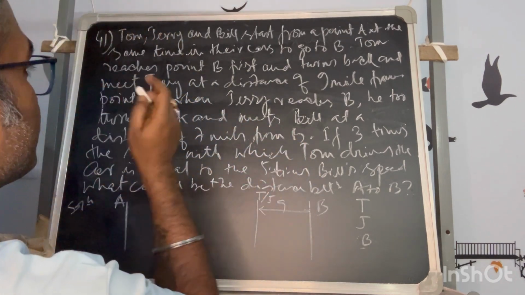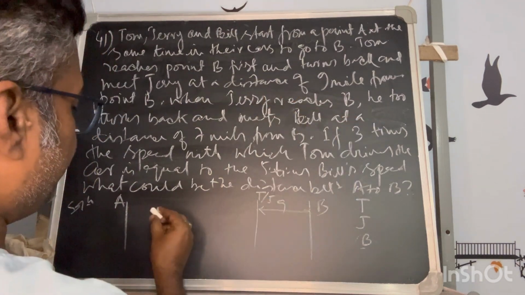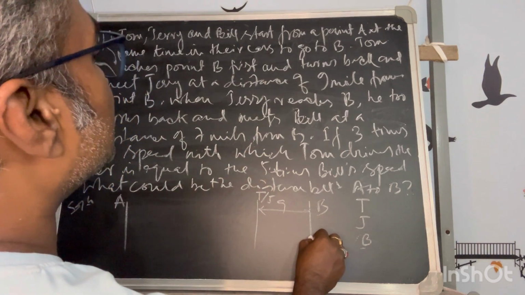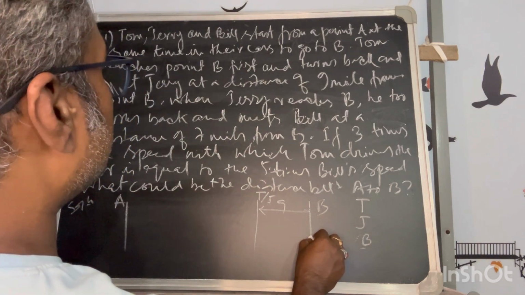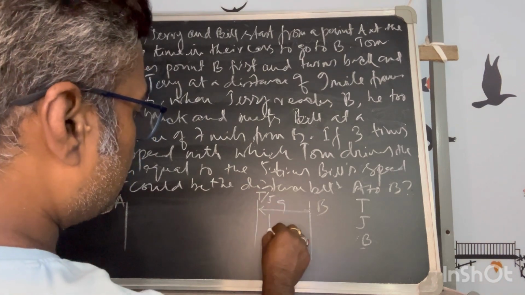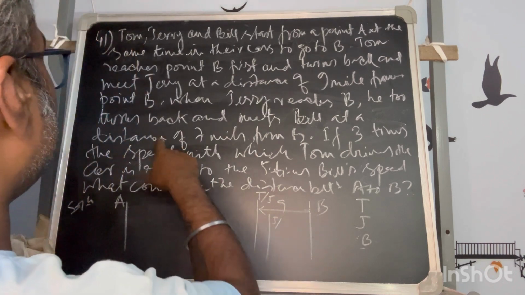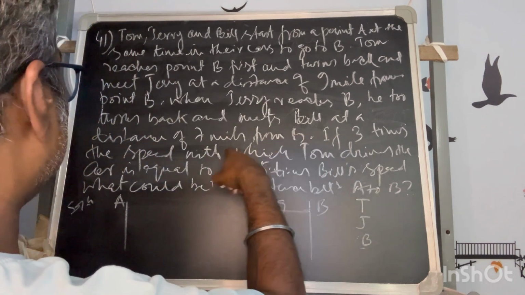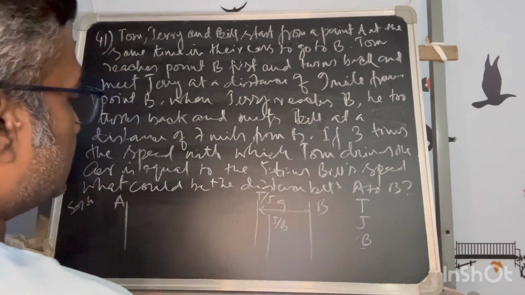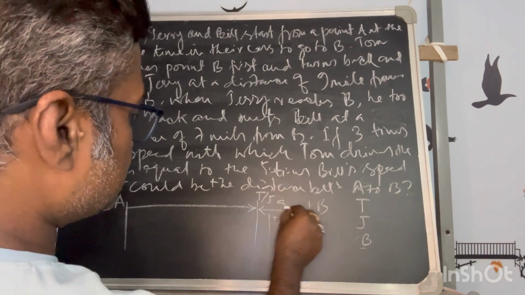Okay. Jerry is slower than Tom, definitely. When Jerry reaches B, he turns back and meets Bill at distance 7. So there is some other point where, when coming back, Jerry meets Bill. So Bill is slower. So for the first case, Jerry on the forward journey is a reverse journey.